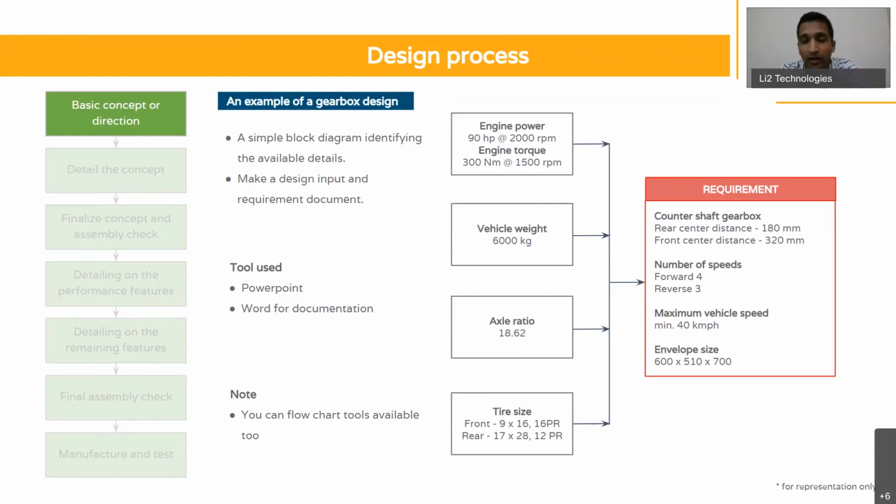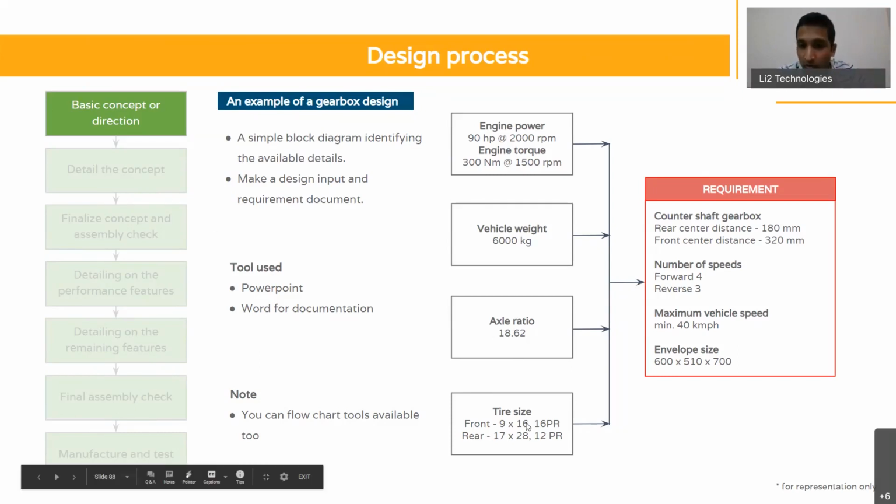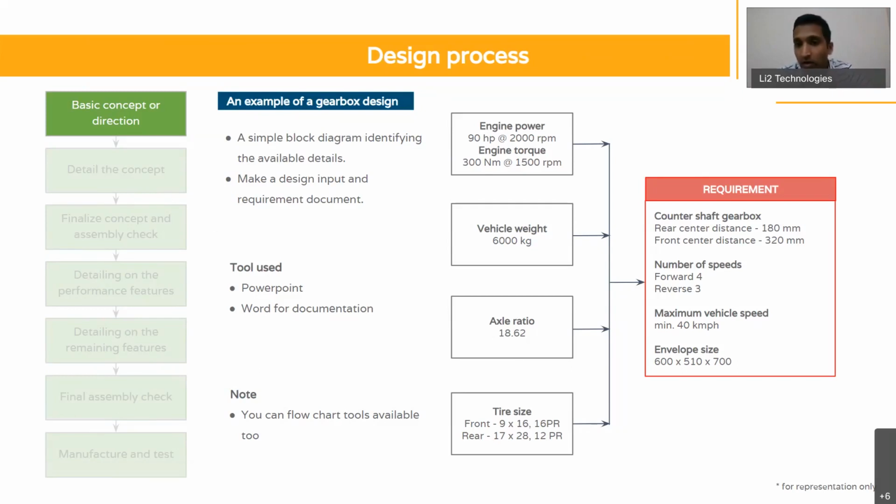So it has a block diagram where I've told that the input parameters are the engine power, the engine torque. So you need to have an understanding of what that is, what the vehicle weight is, what the axle ratio is, what the tire size is. These are possibly the inputs that go into building the gearbox. And on the right side in the red box, I've mentioned what the requirement is. We need a counter shaft gearbox, how many number of speeds, when I fit the gearbox, what should be the maximum vehicle speed, within what kind of volume the gearbox should fit. So this can be a beginning to what you design.